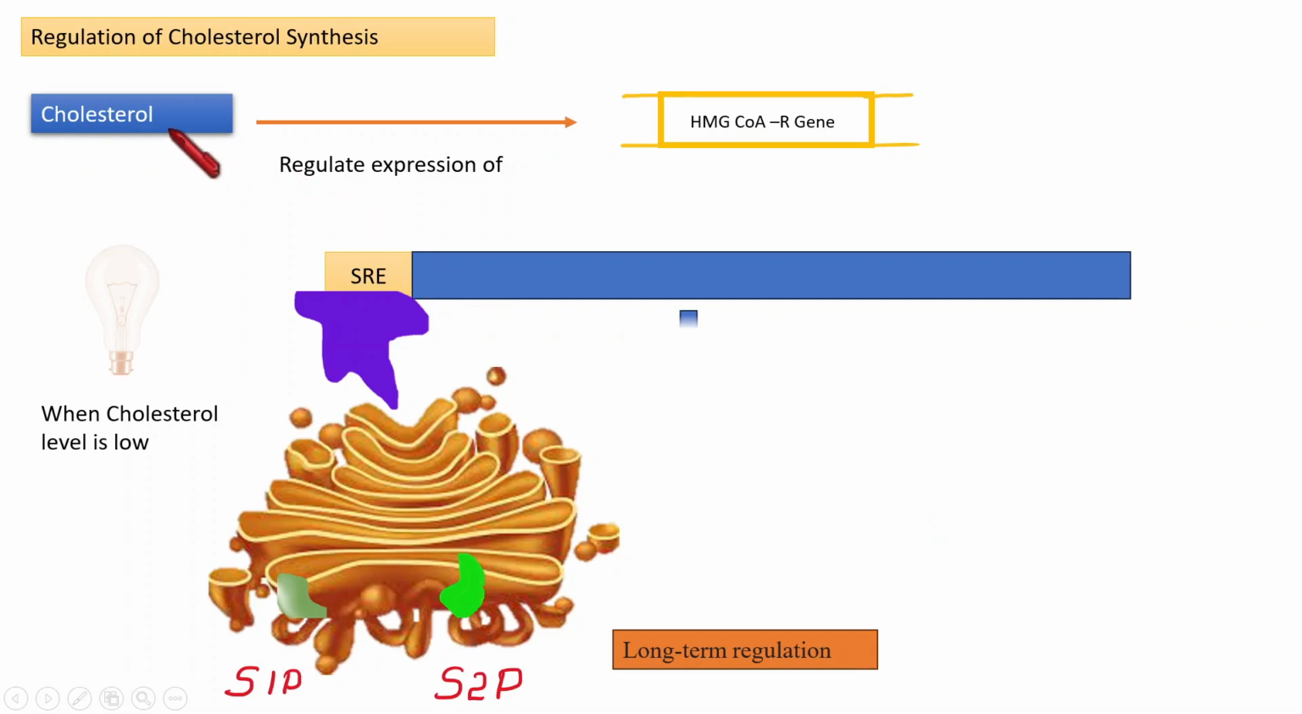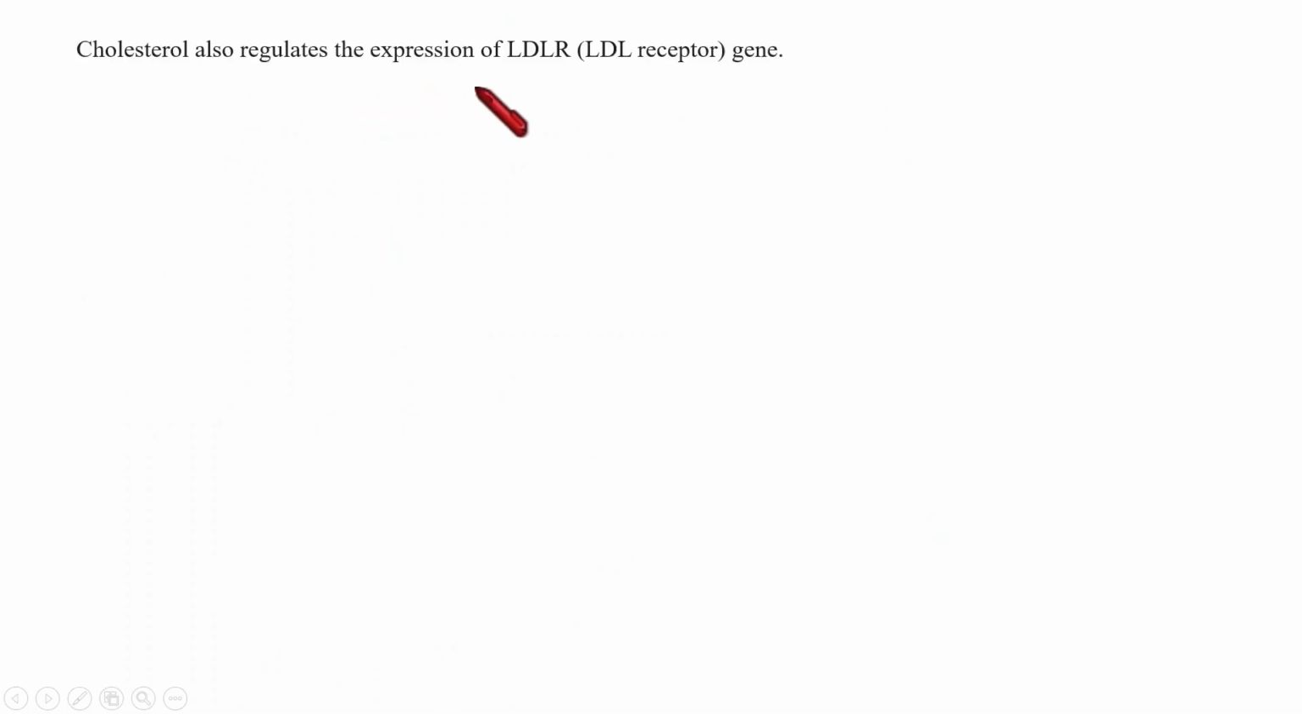And also the level of cholesterol can regulate the expression of another gene. Which gene? The gene that is creating the LDL receptor. LDL receptor is a receptor that enables the cholesterol to enter inside normal cells. So that is that receptor. The formation of this receptor also gets regulated by the level of cholesterol.